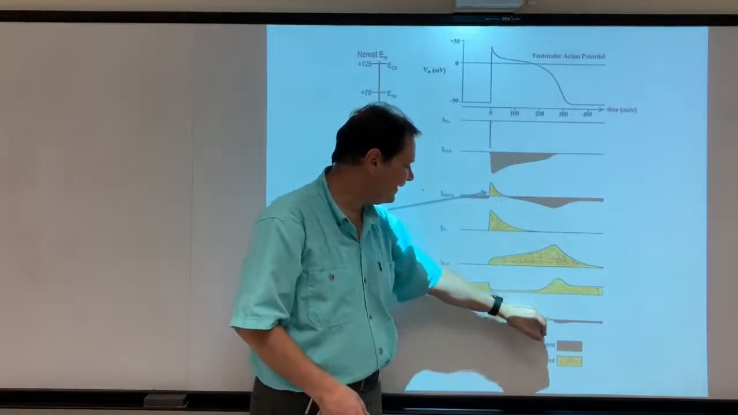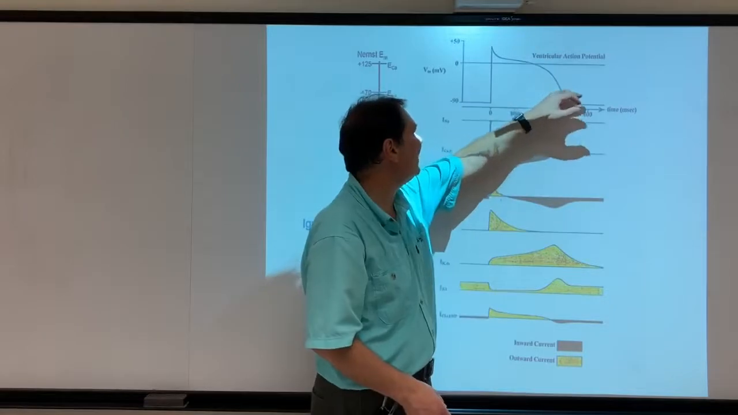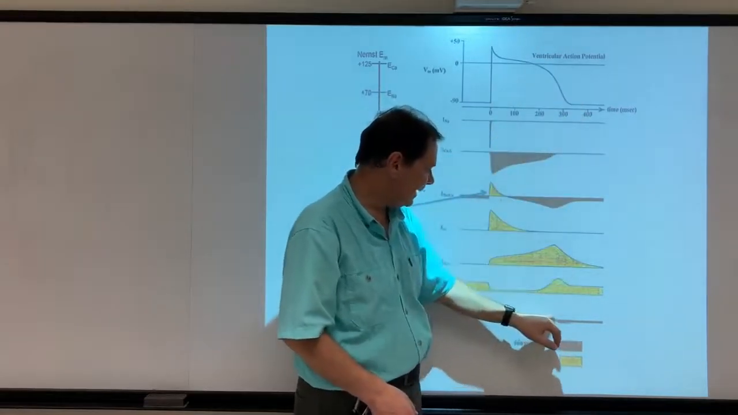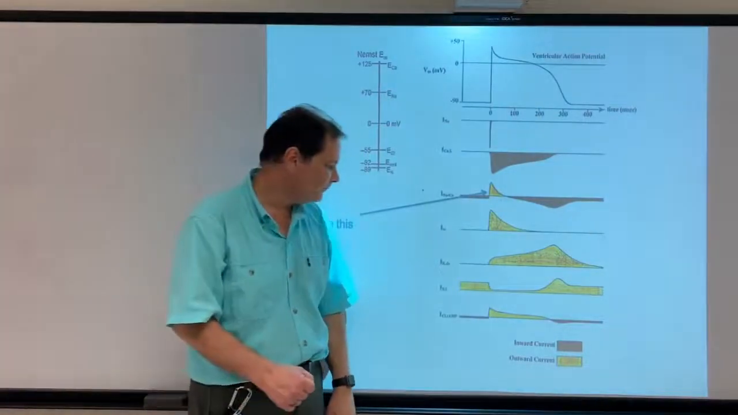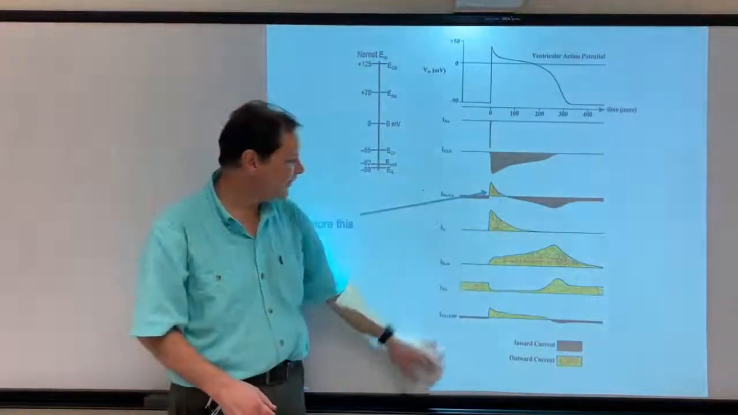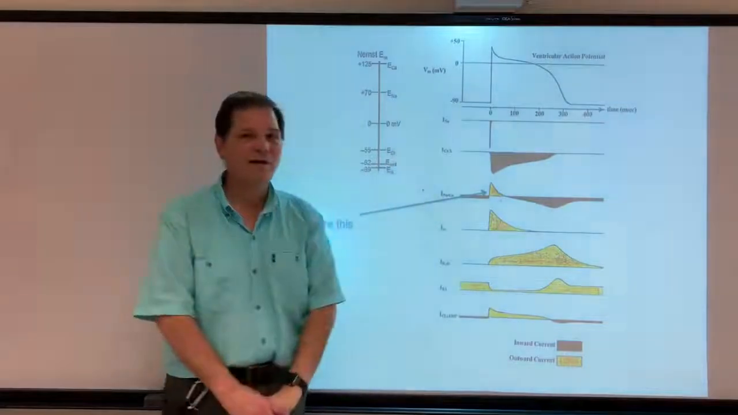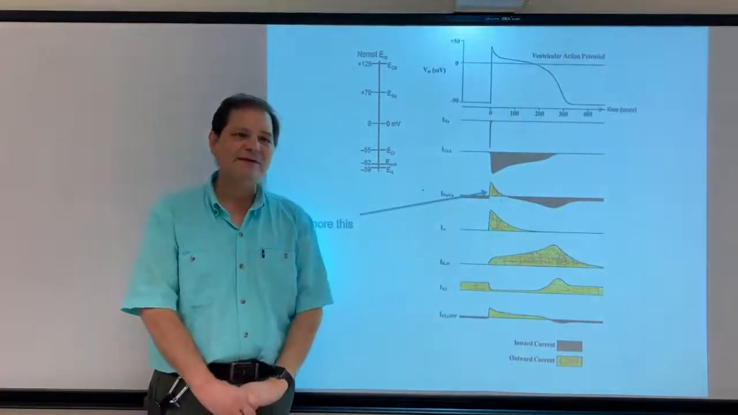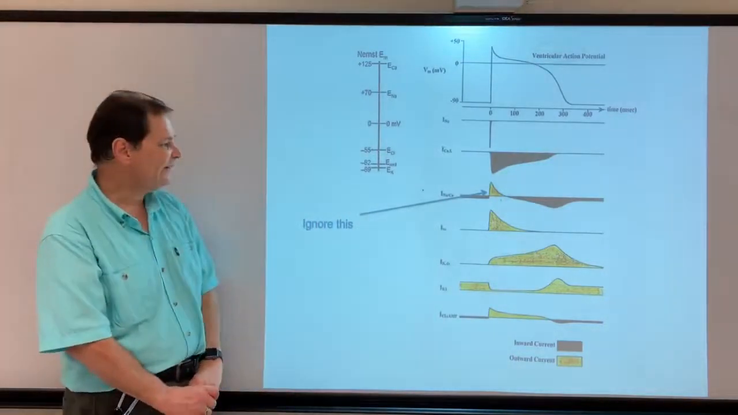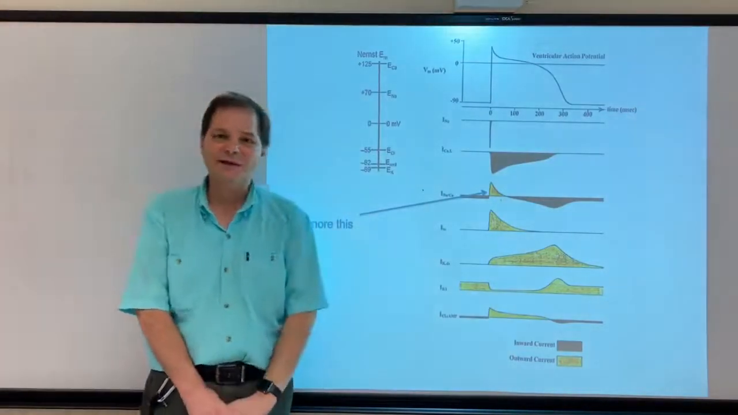And then during phase 3, we cross that minus 55 voltage again, and we go from outward to inward. And we end up at an inward current during phase 4, okay? So this is a nice summary of all the currents that go into the ventricular action potential. There is a similar one at the end of the lesson notes for the SA node, and so that can also be handy to go through.